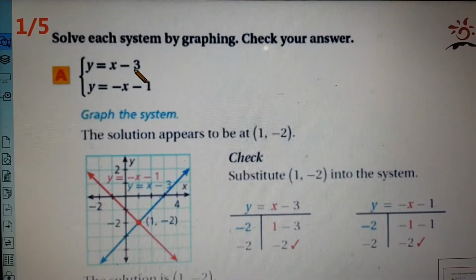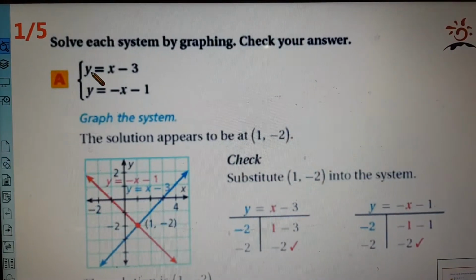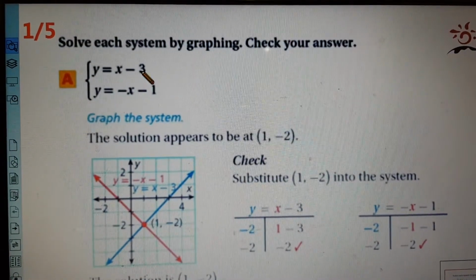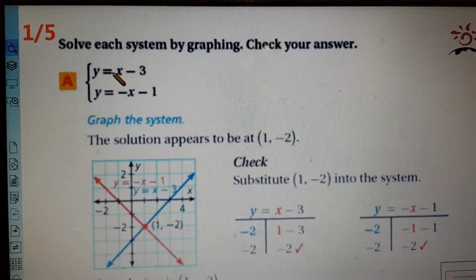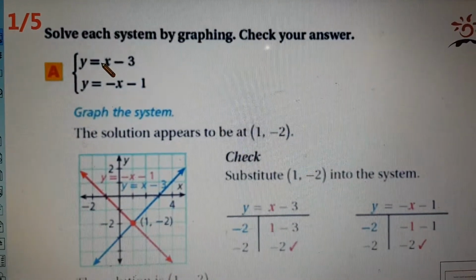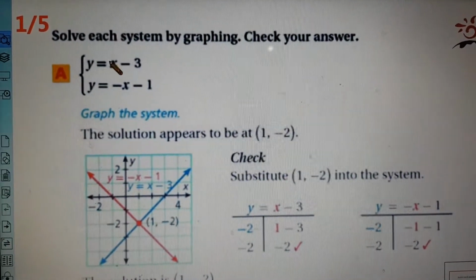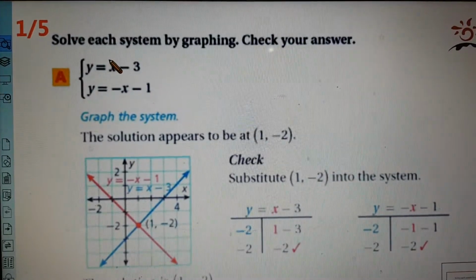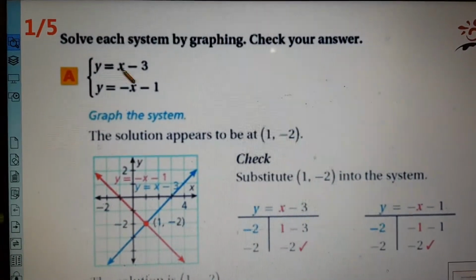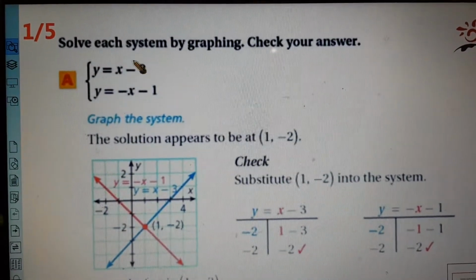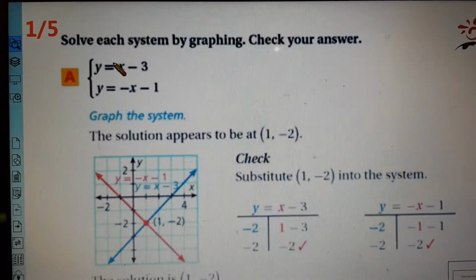Start with the y-intercept. The first one, you will start with the y-intercept, negative 3. And my slope here is 1. We have a hidden 1 in front of x, so I can make it as a fraction, 1 over 1. So from negative 3, I'll move one step up and one to the right.